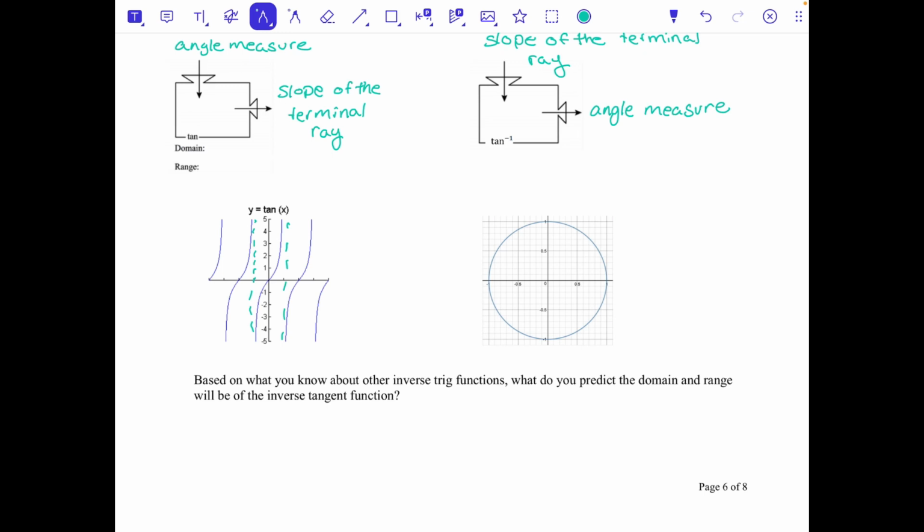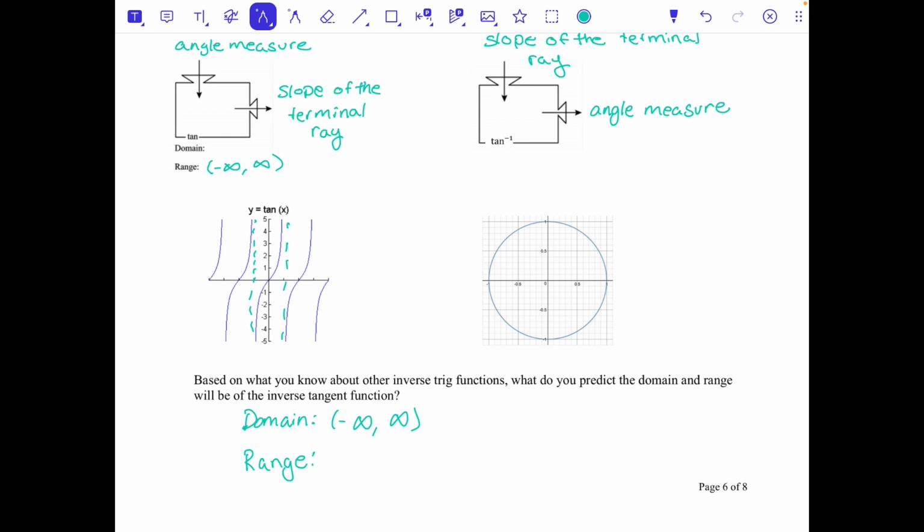The range is from negative infinity to infinity because our slope can go on forever. So similarly, when we look at our inverse trig, our domain this time is going to be all possible values. It goes from negative infinity to infinity. It's going to be the range where we end up sort of limiting what we're going to look at.